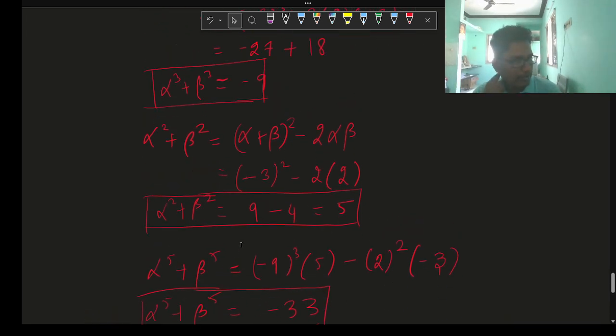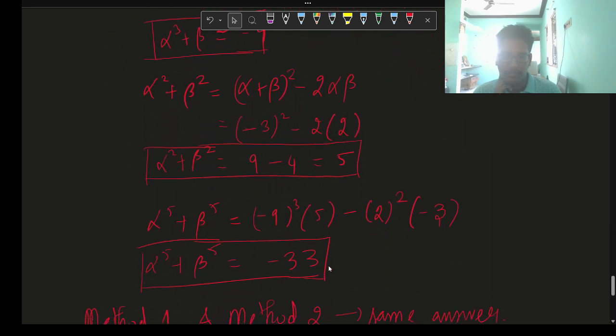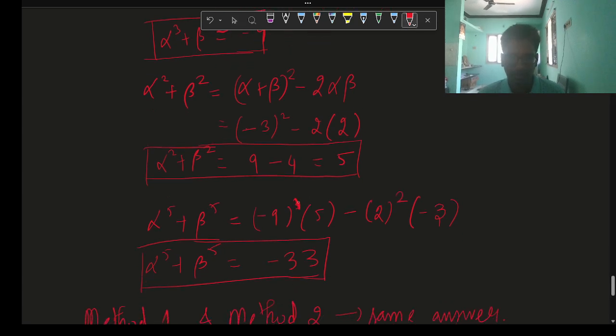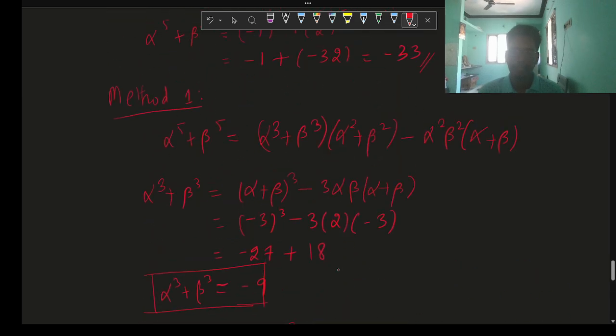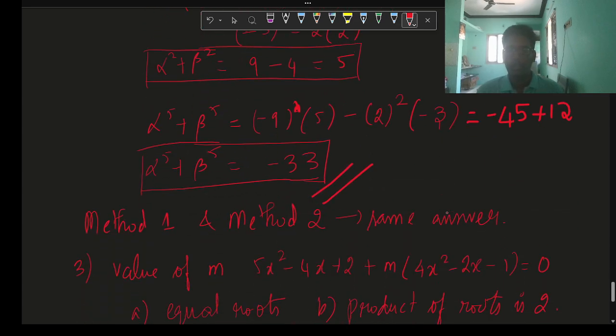So while substituting, I would get minus 9 into 5, minus 4 into minus 3. So I would get minus 45 plus 12, which should give me minus 33. So yes, minus 33 and minus 33 is matching. Hence method 1 and method 2, the same answer we would get.